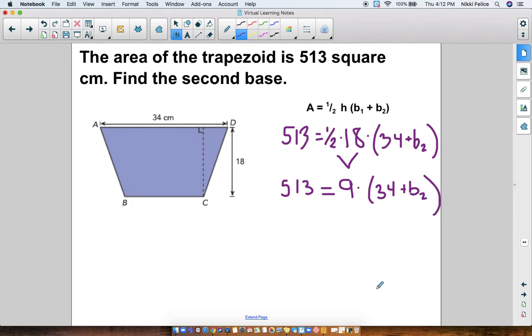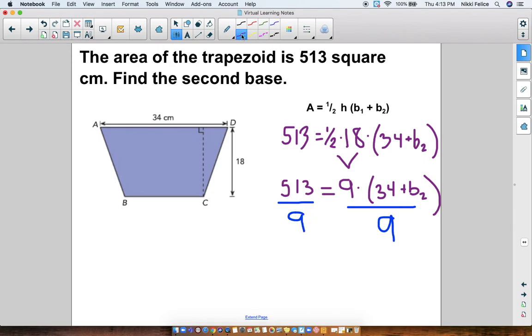Okay, so now what do I do here? This sum, I can't add it together because I don't know what base 2 is, times 9 will equal 513. Well, it's not a one-step equation yet, but I can still get rid of that 9 by doing the inverse. Right now, this whole thing, 34 plus B2, is getting multiplied with 9. So if I want to get rid of this, I'm going to divide by 9. Divide by 9, super important.